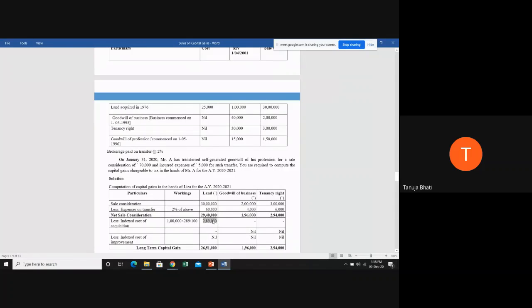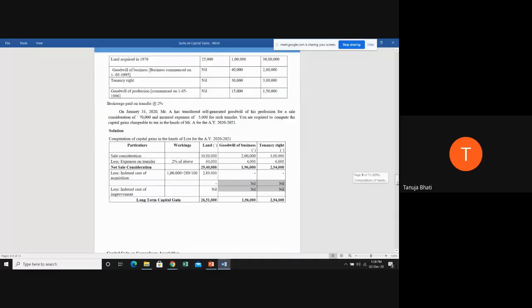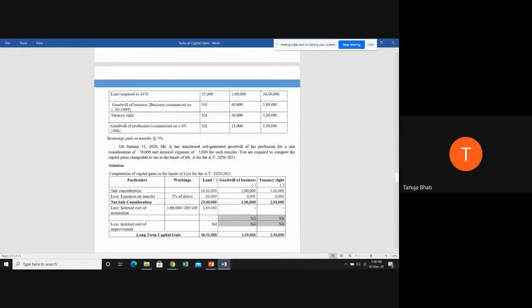Is this clear, students? Yes, ma'am. Okay. Now, what is going to be the index cost of acquisition for goodwill and tenancy right? Ma'am, nil. So you have taken it as nil. Okay. So you have got the long-term capital gain as 26 lakh 51,000 for land, for goodwill 1 lakh 96,000 and for tenancy right as 2 lakh 94,000. Is this clear, students?